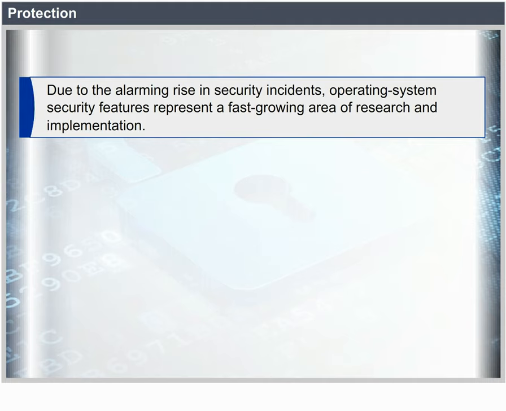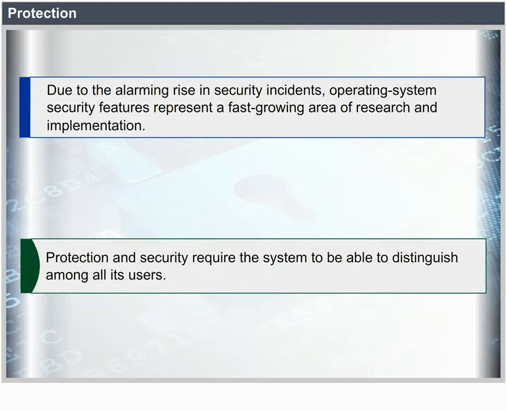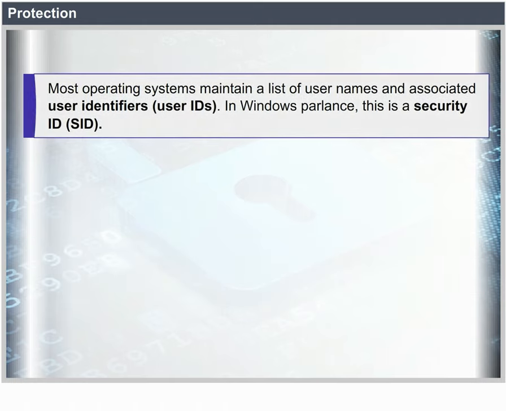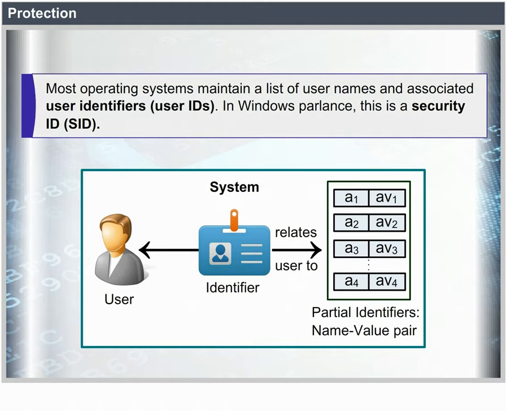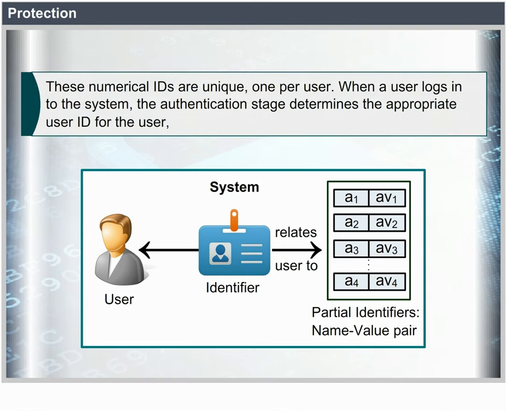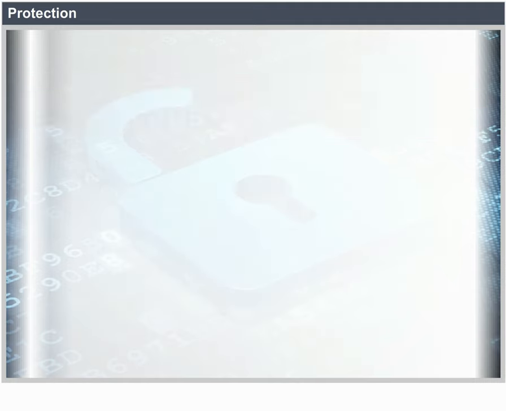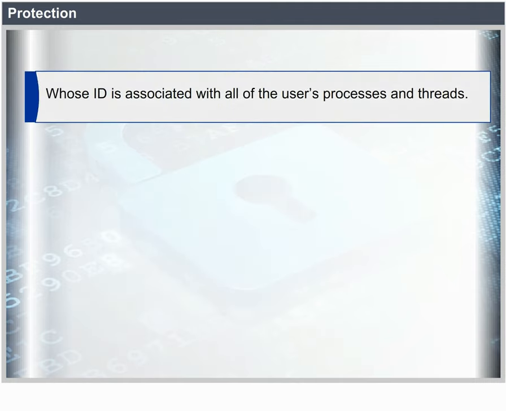Protection and security require the system to be able to distinguish among all its users. Most operating systems maintain a list of usernames and associated user identifiers, user IDs. In Windows parlance, this is a security ID, that is SID. These numerical IDs are unique, one per user. When a user logs in to the system, the authentication stage determines the appropriate user ID for the user. That user ID is associated with all of the user's processes and threads.